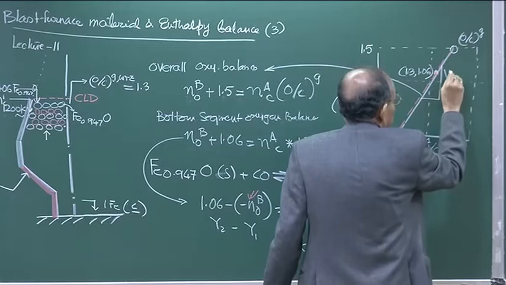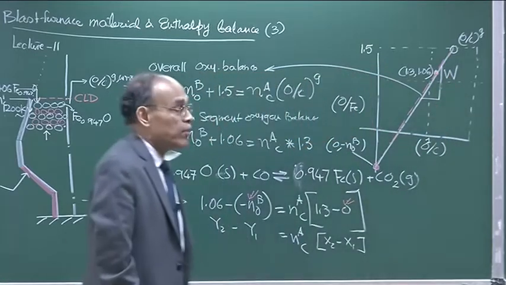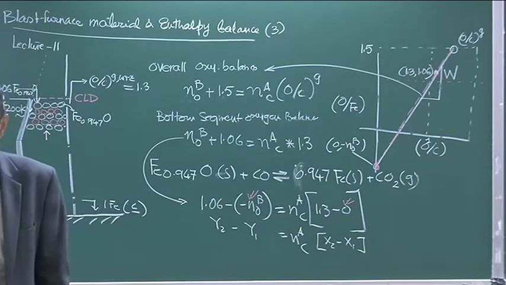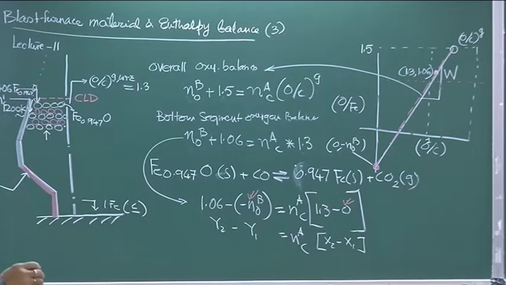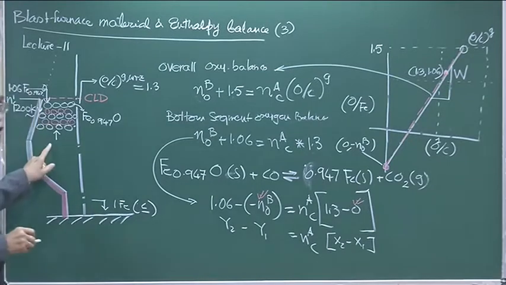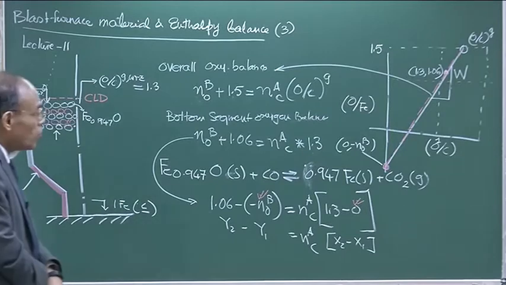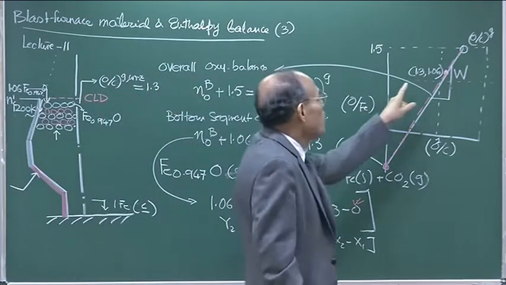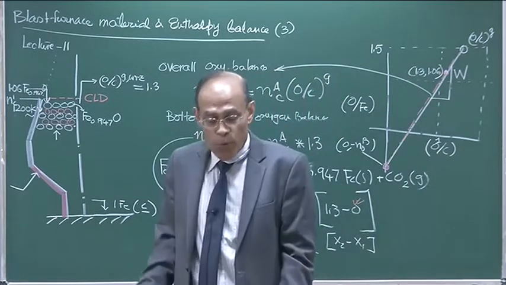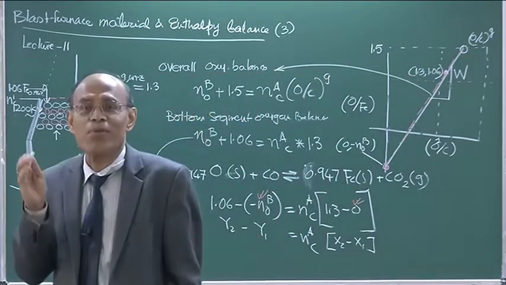This point is given a notation equal to W. So, W point is a characteristic point of blast furnace iron making operation, particularly for those blast furnaces which exhibit a stable thermal and chemical reserve zone. We must understand that 1.3 and 1.06 are values corresponding to some idealized blast furnace operation.